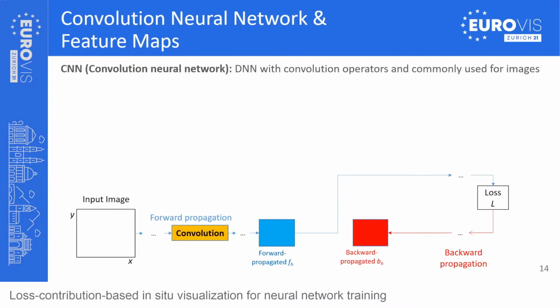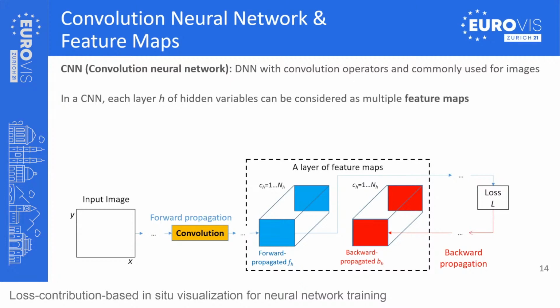We can also apply our approach to convolutional neural networks, which are deep neural networks with convolutional operators and commonly used when the data items are images. When using a convolutional neural network to process an image, each layer of hidden variables can be considered as multiple 2D feature maps.